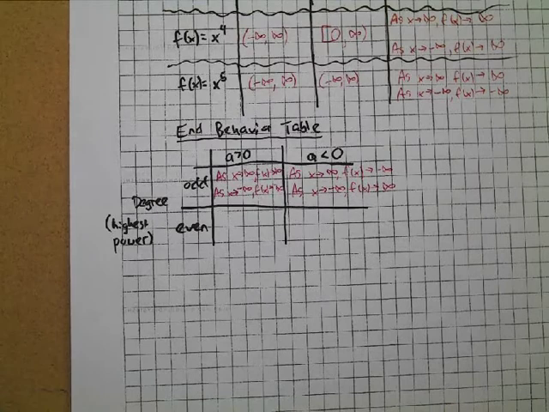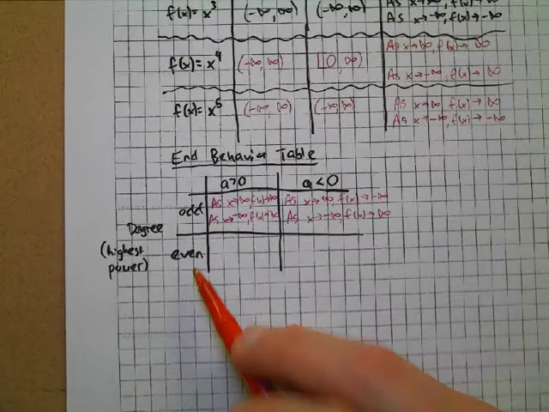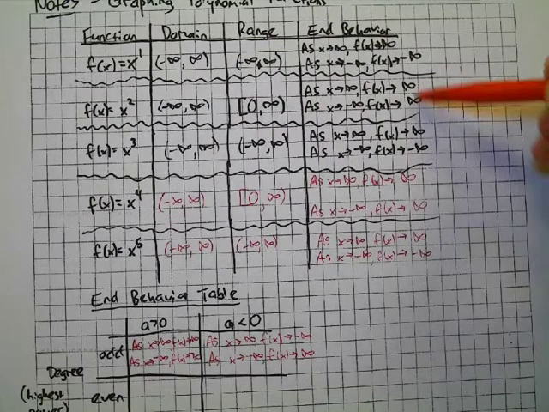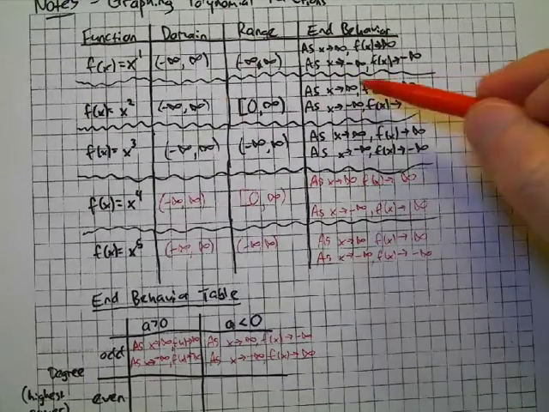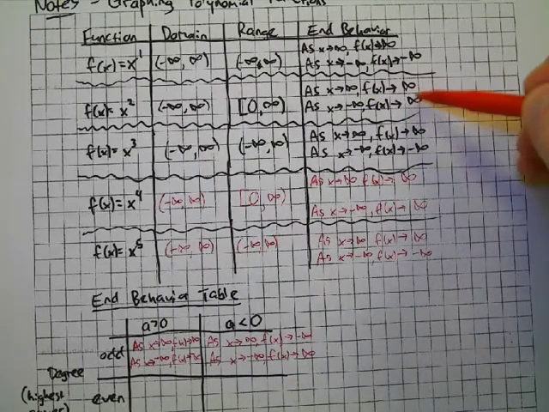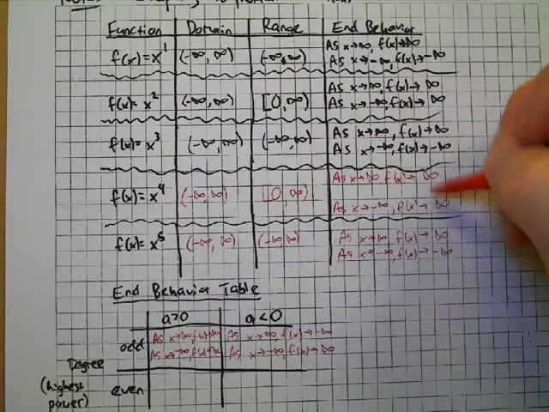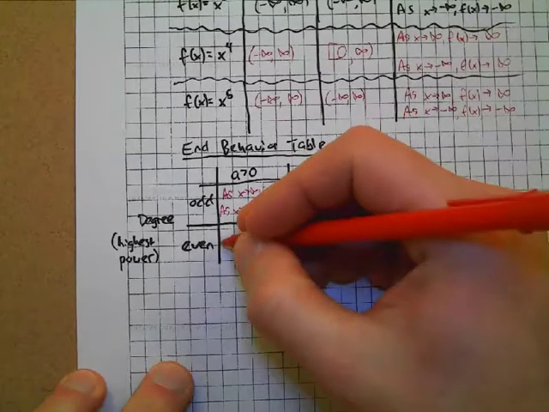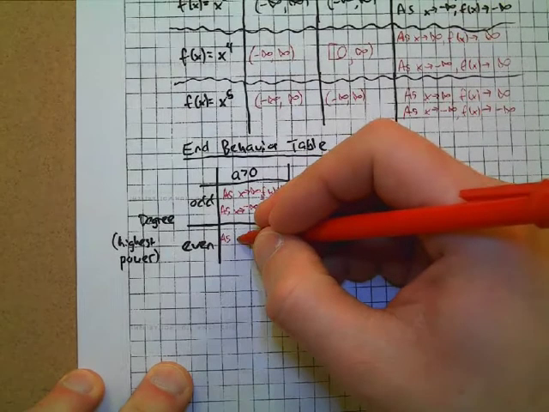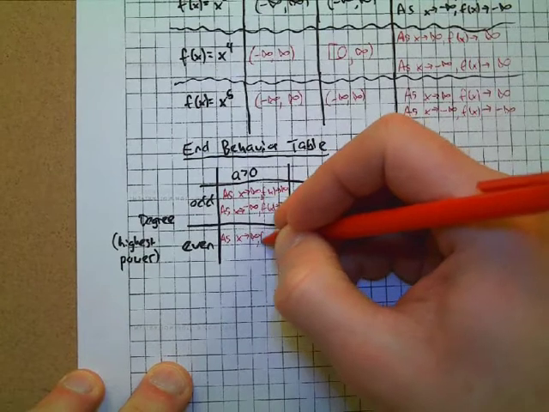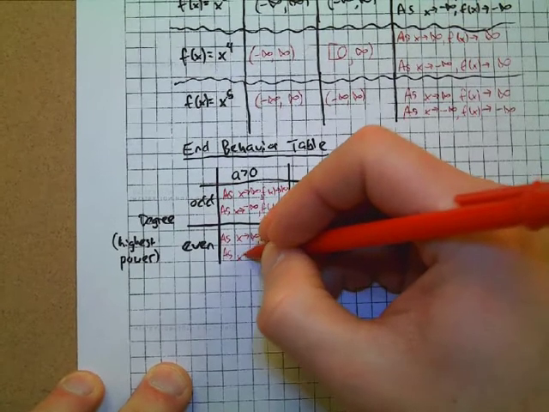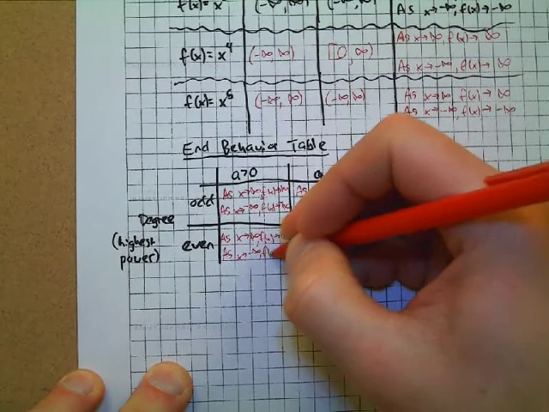Okay, and then let's talk about even functions. Now the even ones, their end behaviors both go up. For x squared, whether you went to the right or to the left, both ends went up. Or the x to the fourth, whether you went to the right or left, they both went up. So the same thing is true here as well. For any even-powered function, at even degree, as x goes to infinity, f of x goes to infinity. As x goes to negative infinity, f of x goes to infinity.